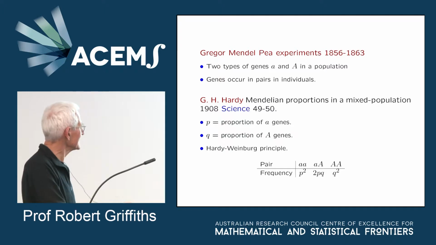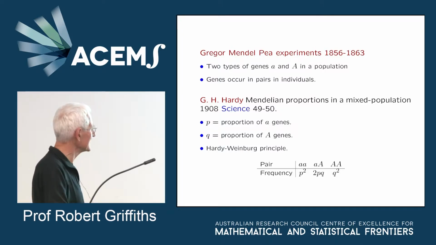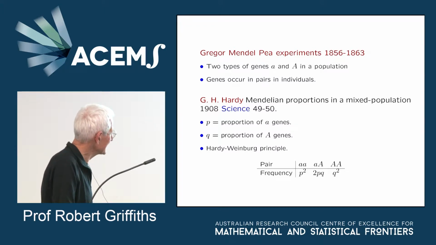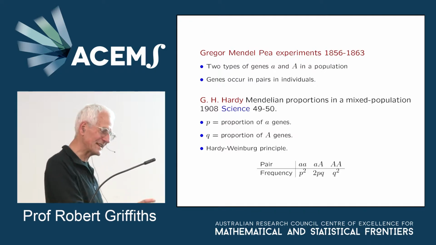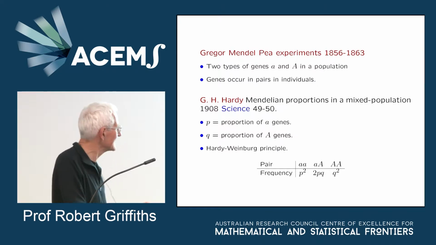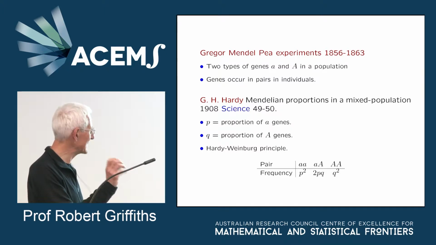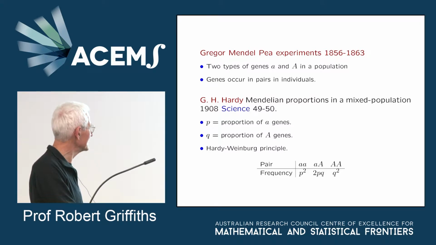And what it says is that if you've got random mating in a population, and p is the proportion of little a genes and q is the proportion of big A genes, then the Hardy-Weinberg principle would hold, so that these genes occur in pairs in individuals, and the probability of finding a pair little a, little a is p squared, little a, big A is 2pq, and big A, big A is q squared.